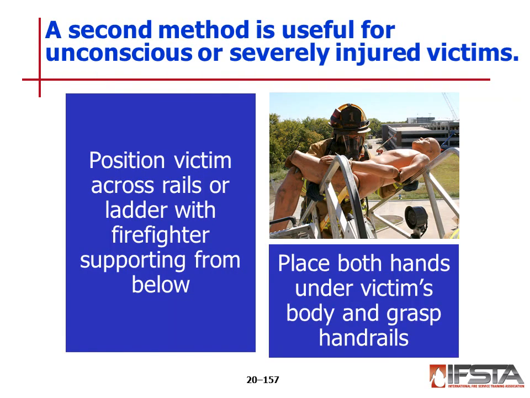A second method is useful for unconscious or severely injured victims who are not able to physically assist in their own rescue. Position victims across the rails of the ladder with firefighters supporting from below. The best position for the victim is the one that will be the most comfortable for him or her. Position may be face up, face down, or on their side. Place both hands under the victim's body and grasp the handrails. The firefighter's arms secure the victim. This method poses little to no risk of a fall.